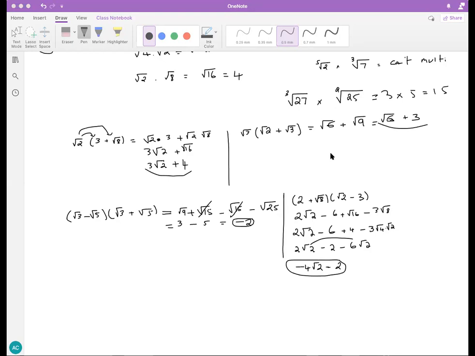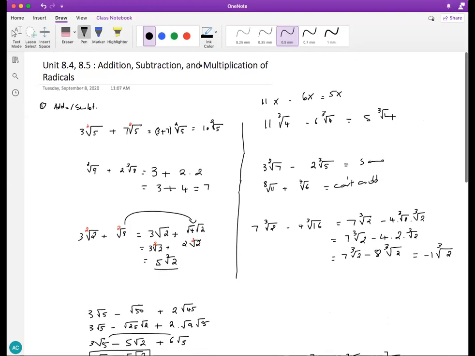So that's basically how you multiply radicals. Let's see if we can do the division as well. Yeah, let's do division as well.